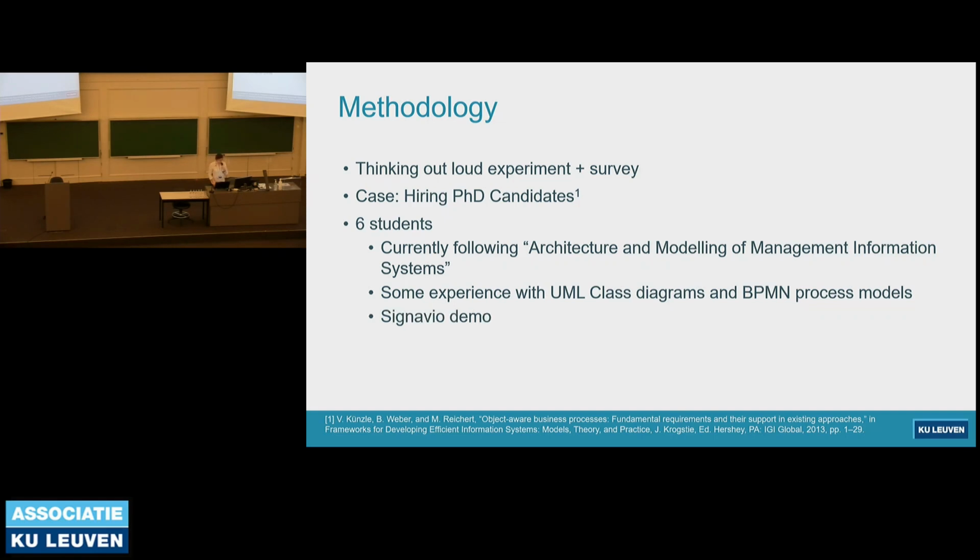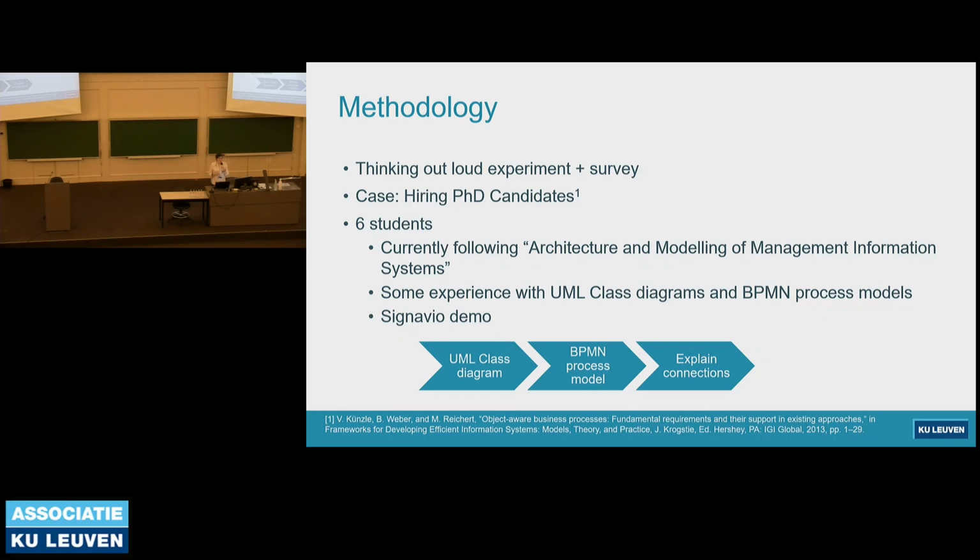All of them have some experience with UML class diagrams and BPMN process models from previous courses that they took. And all of them received a demonstration on how to use Signavio, which is the tool that we used for our experiment. They were asked to first create a UML class diagram, then the business process model. Then afterwards, they were asked to explain the connections between these two models, and finally to fill in the survey. In each step of the process, they were allowed to go back and make changes to their previous models.